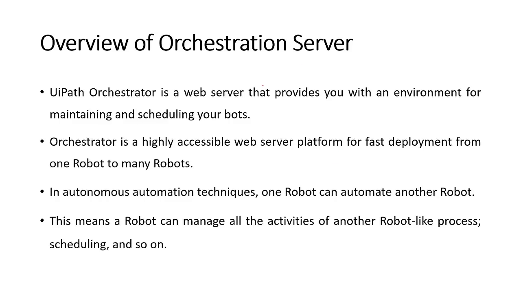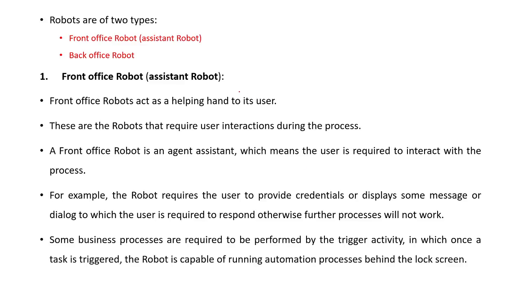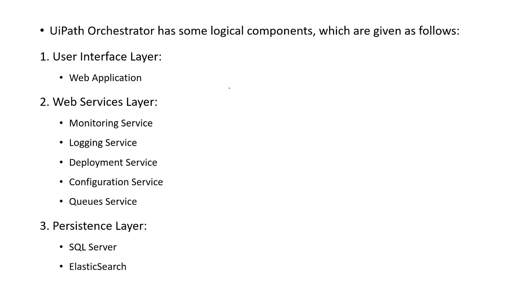And at a high level, we discussed the orchestrator server. Basically it is a web server. Remember, basically it is a web server. Since it is a web server, its job is to host the robots and to control or monitor those robots which have been hosted on the web server. Clear? Then the different types of robots that we can put into the server are front office robots and back office robots. We also learned what front office and back office robots are. So this is the objective of today's class.